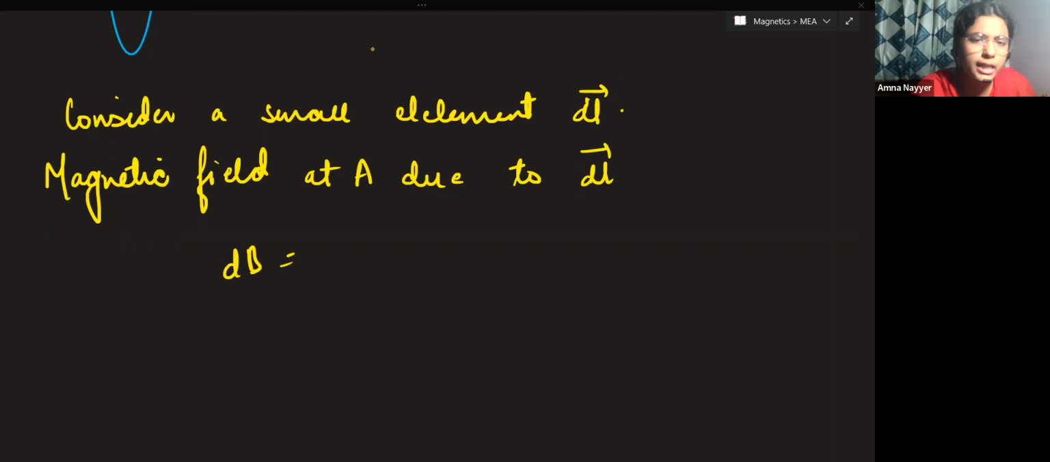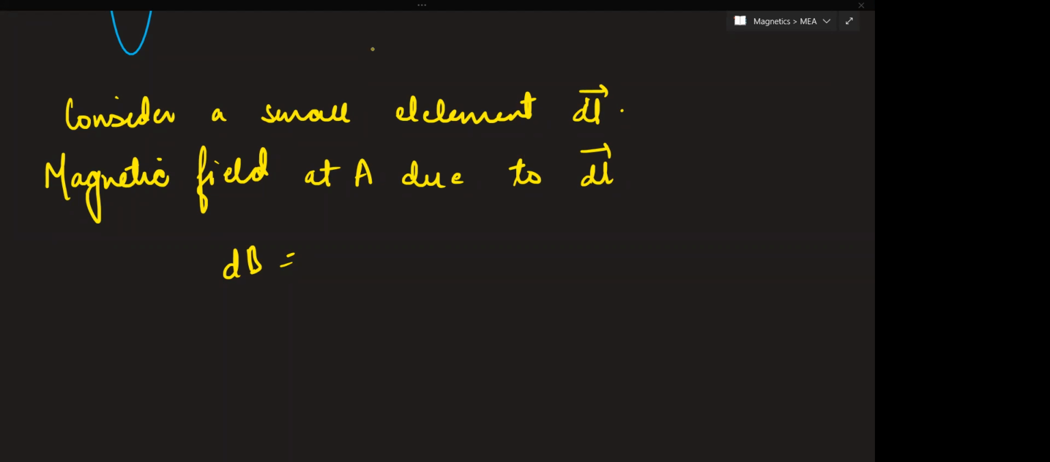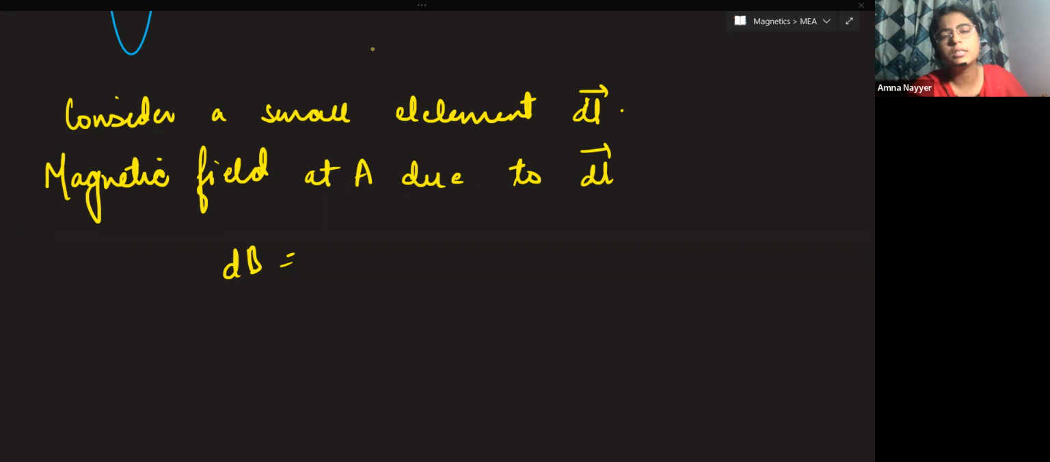Hania, can you tell Biot-Savart's law? I think you were there in the first class. So if you are able to recall it, just try. I'll help you with it. Oh, yes, a constant was there. Do you remember the constant? Mu naught by 4 pi is the constant.